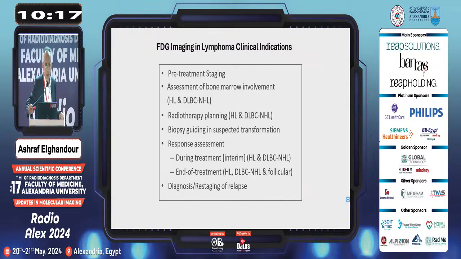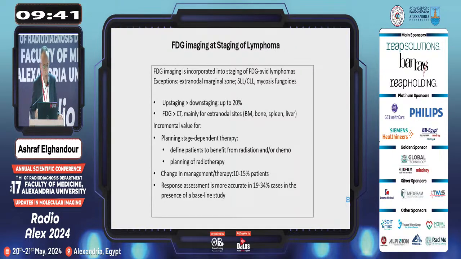PET-CT imaging in lymphoma, clinical indications. This is what we actually do here. It's for pre-treatment staging and assessment of bone marrow involvement, which is very important. Radiotherapy planning: I'm not a radiotherapist, but when I ask for radiotherapy for localized disease, it must be preceded by PET-CT. Biopsy guidance in suspected transformation is very important, especially in CLL. Response assessment, interim analysis and end of treatment, is very important, and restaging of disease is one of the key points.